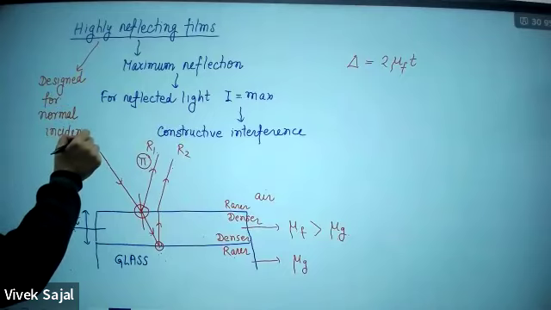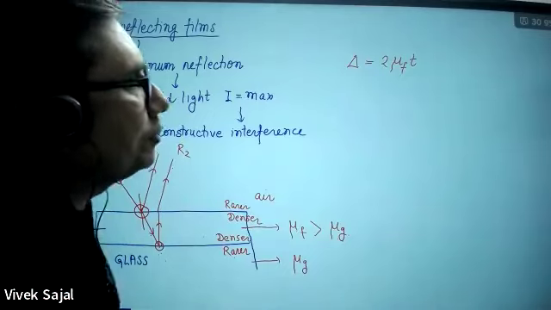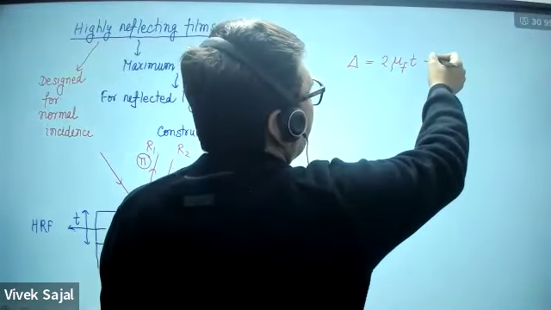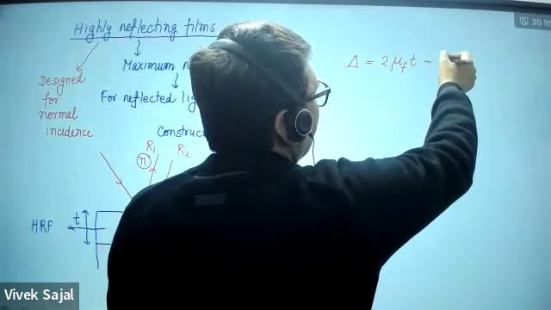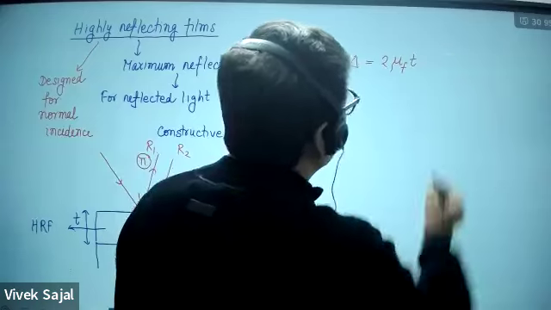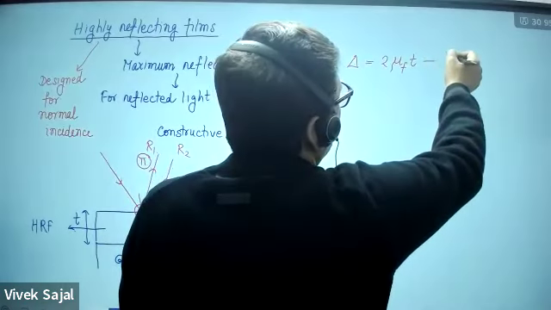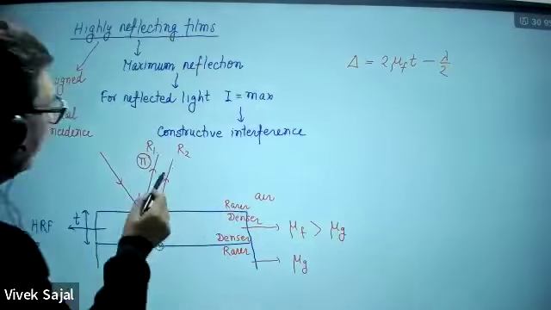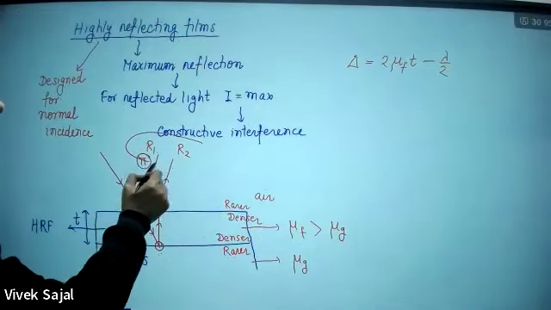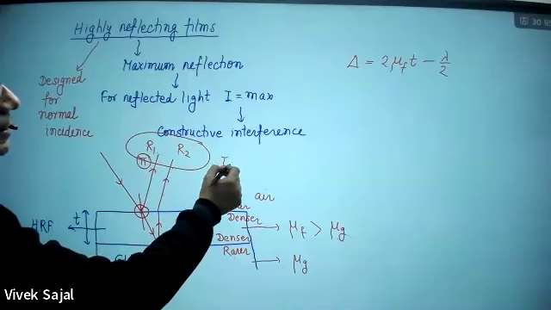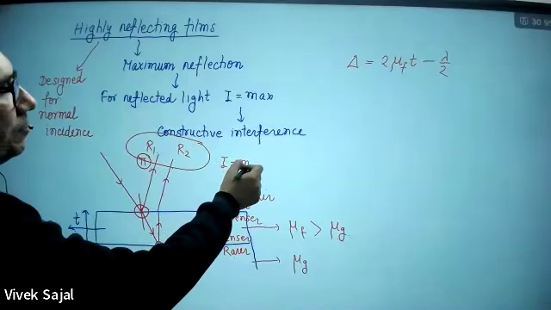Normal incidence. Okay? So this will be 2 mu f t, and for destructive, minus lambda by 2. So this will be just minus lambda by 2. This is the path difference. Now what you want is that the reflected light intensity should be maximum here.